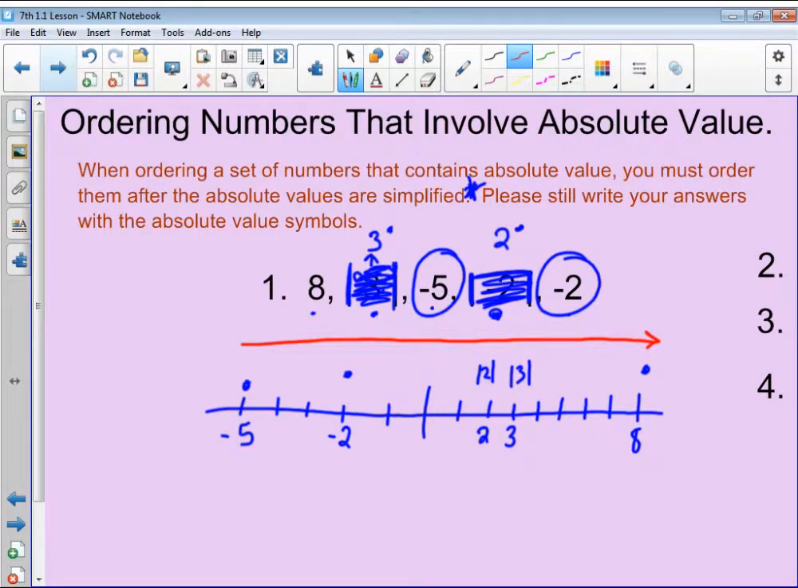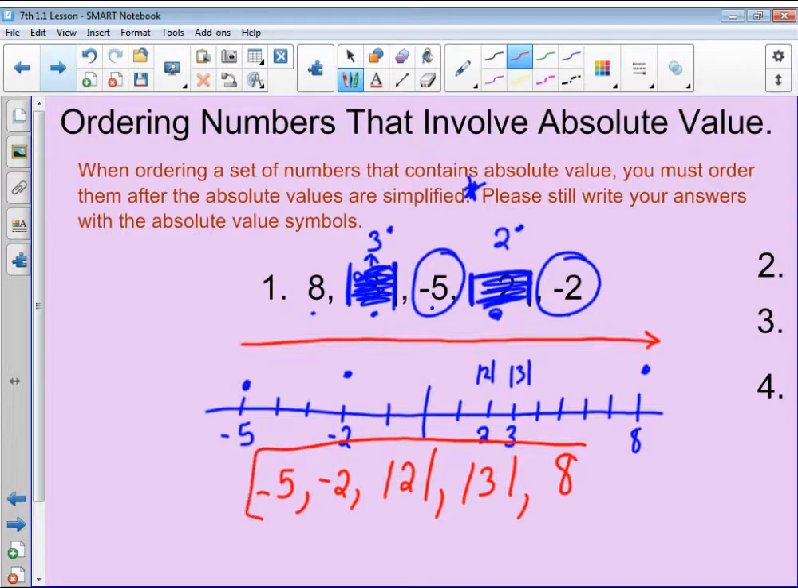So when I put these in order, my order is -5 is the smallest, then -2. Next would come the absolute value of 2, then the absolute value of 3, and finally 8. So this is my final answer for putting them in order.